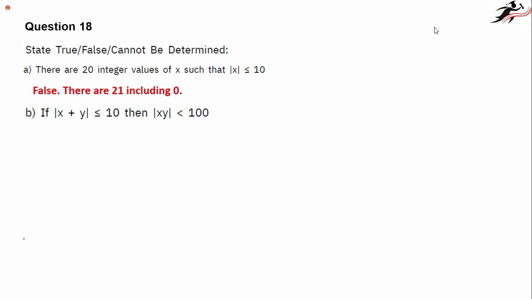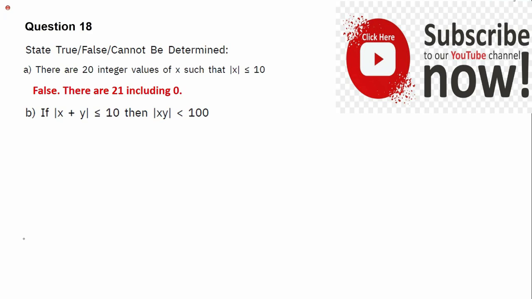Coming to the second question, a lot of you have given the answer true, a lot of you have given the answer false. Both sided answers are there.